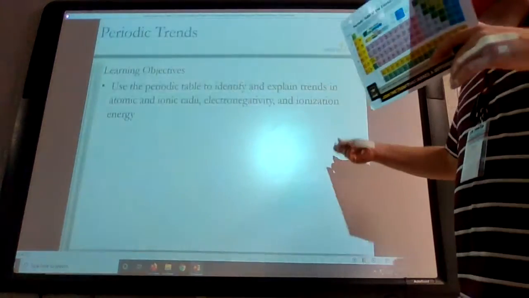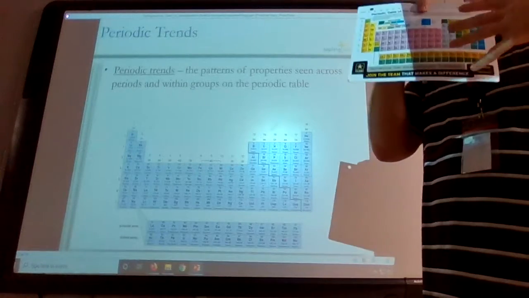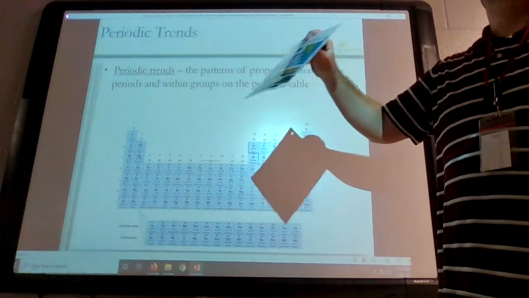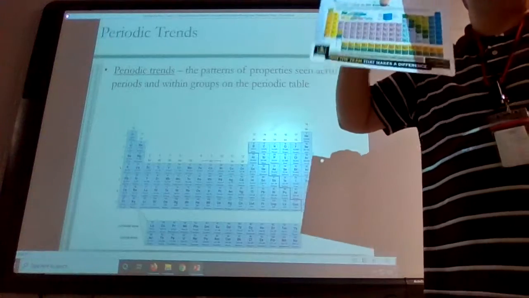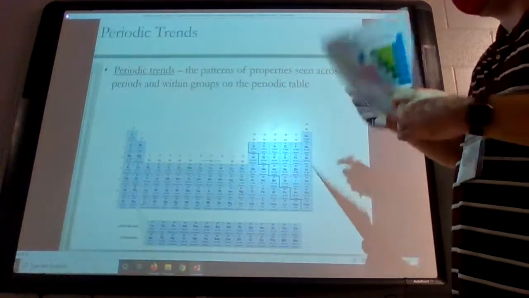So there's lots of different things that we're going to go over. The good news is these aren't specific numbers. They're just trends. And so you're just going to have to put things in order, like from most to least. There's not going to be any numbers. There's not going to be any math or anything like that.